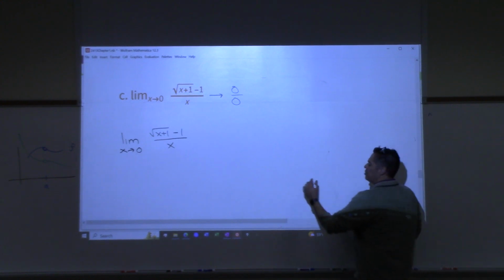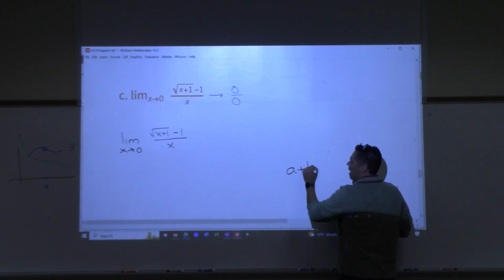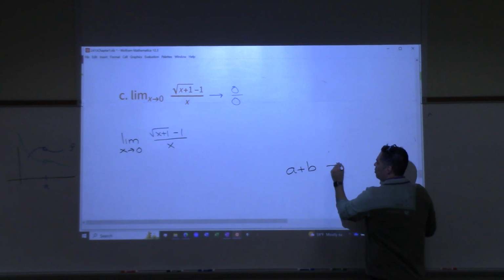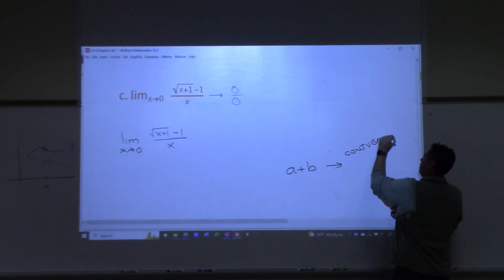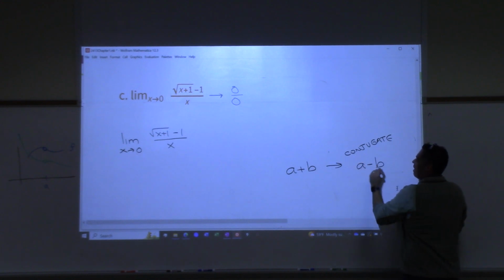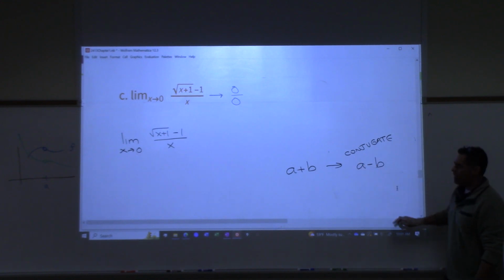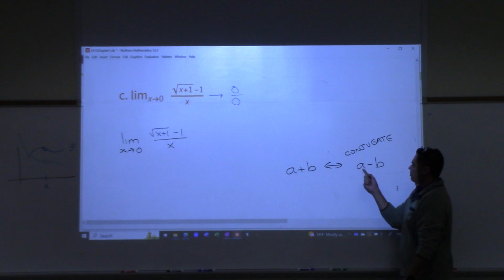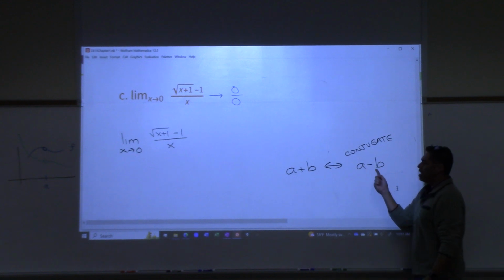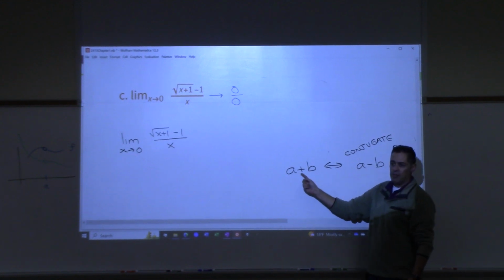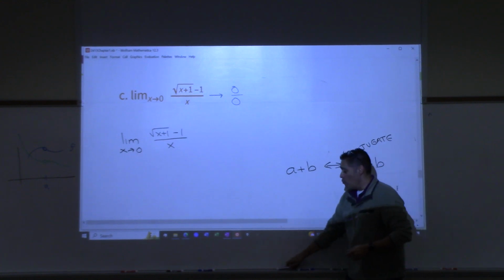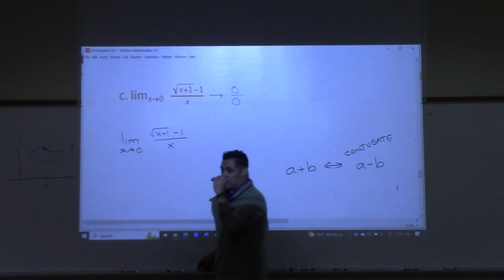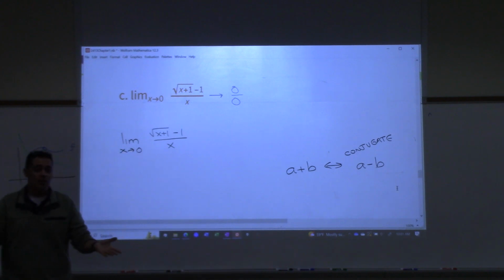So if you have two things being added together, the conjugate is those two things with a subtraction between them. And it works both ways. So if you have subtraction between two things, the conjugate is an addition sign between the two. So why you do this, you're just going to have to see like it works, okay?